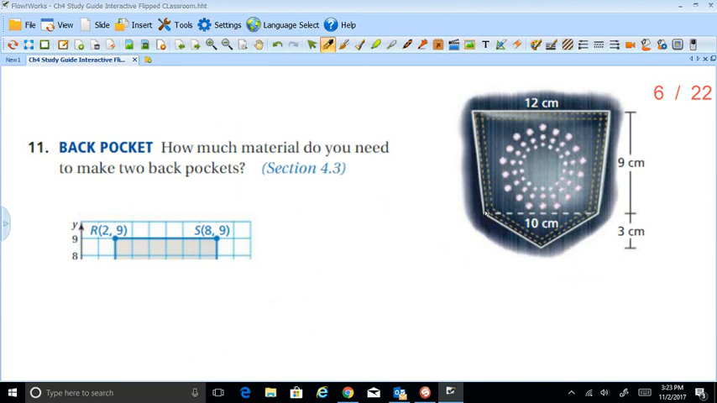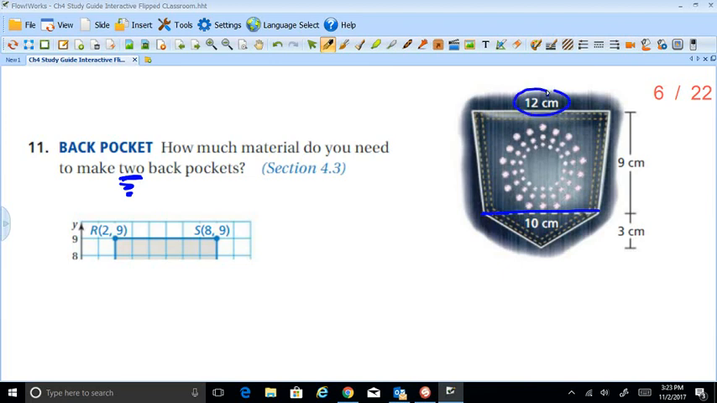Here we have a back pocket from a pair of jeans. They're asking us how much material we need to make 2, keyword, 2 back pockets. So let's find the area of one back pocket, and then we can simply double it. So if I look here, I can cut it. They kind of already showed us the dotted line, so I'm going to cut it right there. And now I have a trapezoid on top and a triangle on the bottom. So let's do the trapezoid on top first.